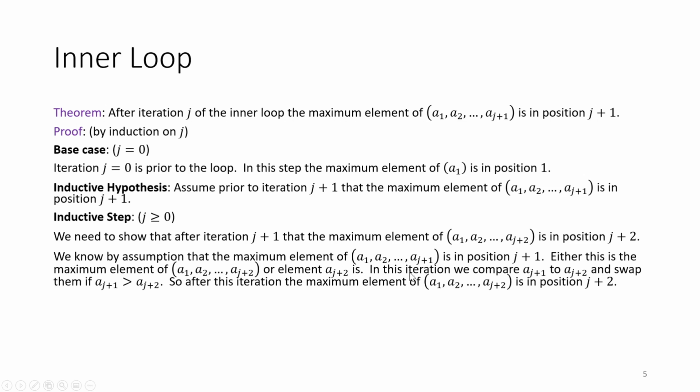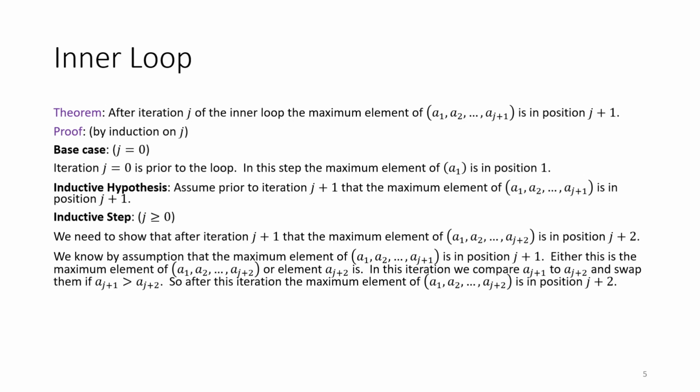Now what do we do in this step? Well, guess what? We compare those two. And this is the bubble sort cleverness: if they're out of order, we swap them. So in this iteration, we compare these two and swap them if they're out of order. After this iteration, the maximum element out of all of them must be in the right position. And that's, again, the cleverness.